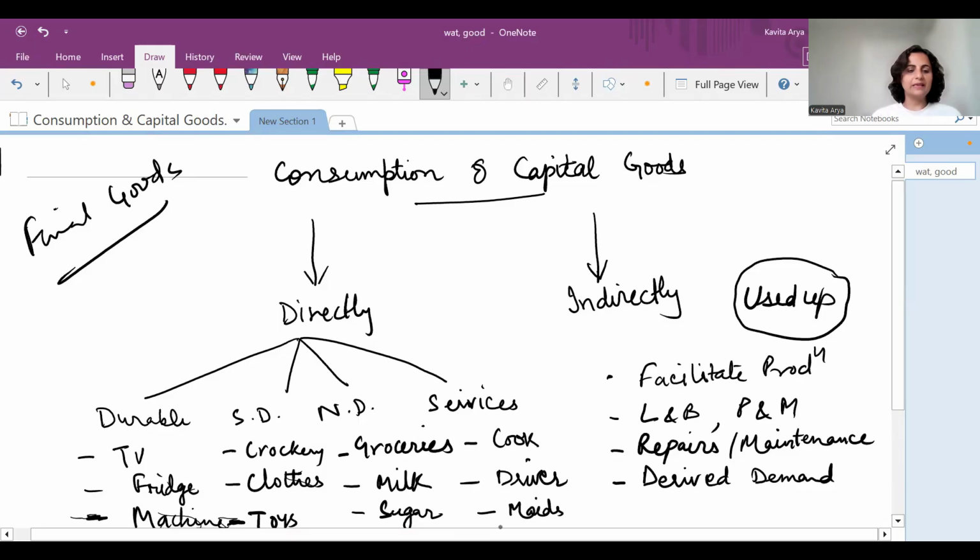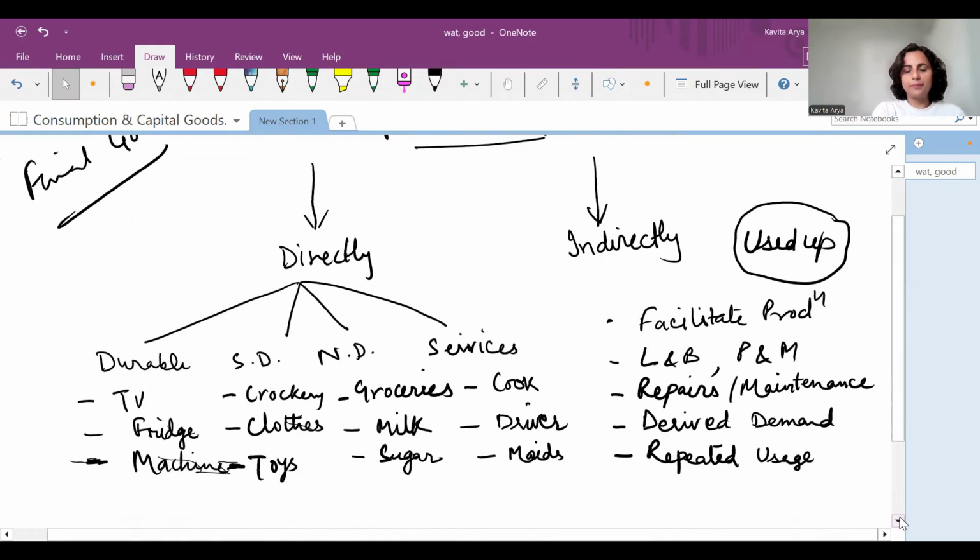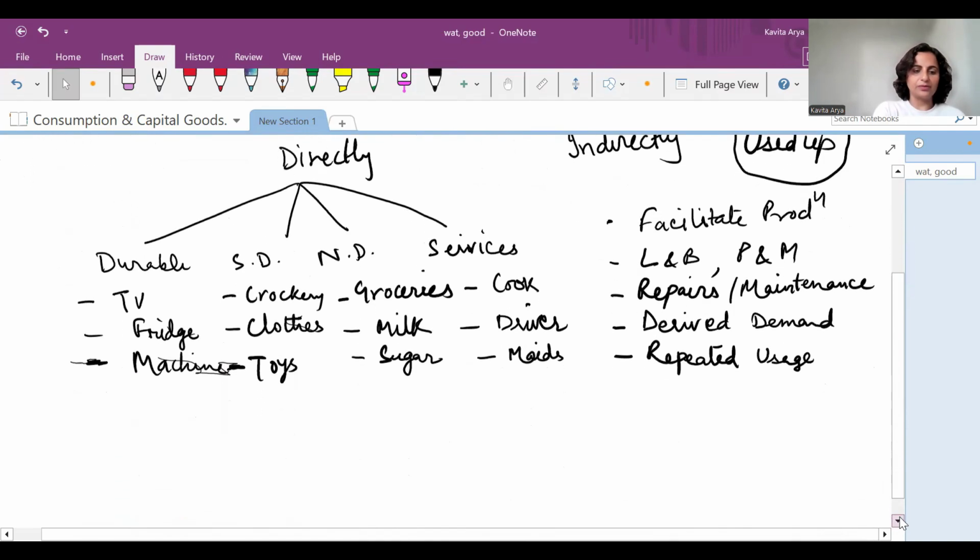That's why we say these have derived demand or indirect demand, and they can be used over a greater period of time. It means it's a repeated use for them, and the duration is longer. So these are the two categories of final goods: the consumption goods and capital goods.